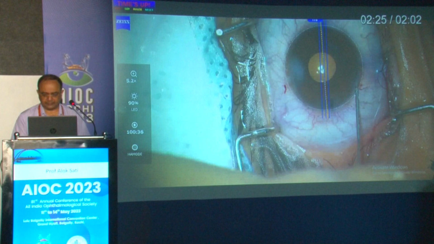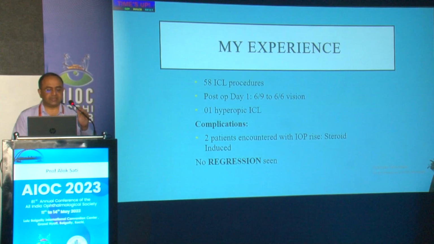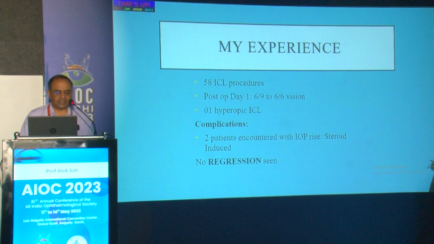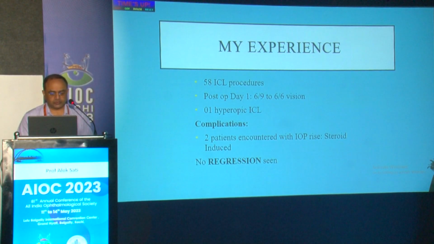This is how it comes out. So till date, at our center we have performed around 58 ICL procedures, and to our surprise, most of them have got 6/9 to 6/6 vision on day one. We have done even one hyperopic ICL. The difference between hyperopic and myopic is that the hyperopic ICL doesn't have a hole at the center, so we have to do preoperative PI, or even intraoperative PI also works.